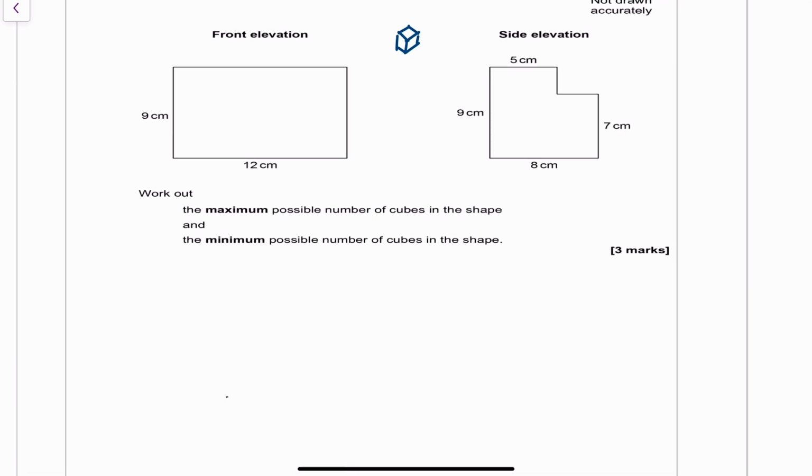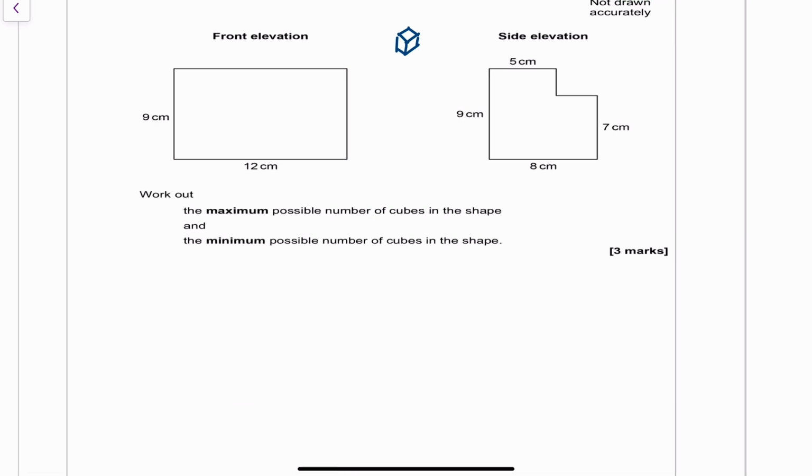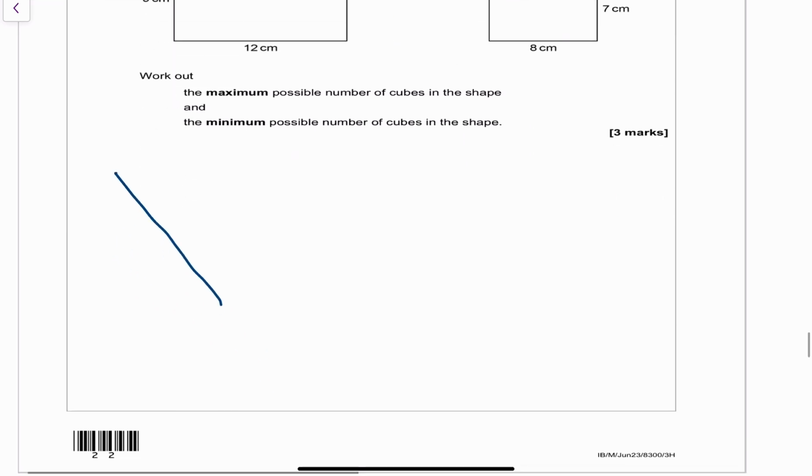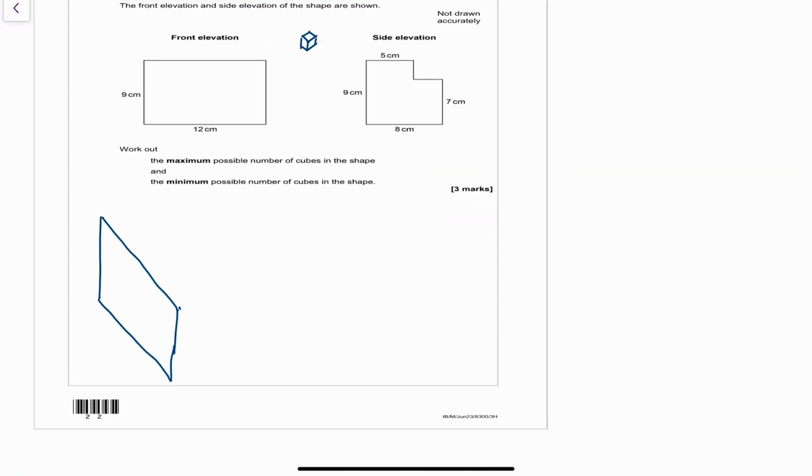I'll make myself a wee bit of space here. Going to do two different diagrams. Now, both of them have the same front and side elevation. So I'm just going to do my front and side elevation. So there's my two different elevations. For the maximum number of cubes, it is going to be a solid shape. Okay, that's going to be the maximum one. So I've just drawn the front from here, and then the side from here.